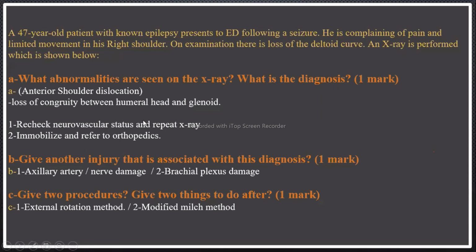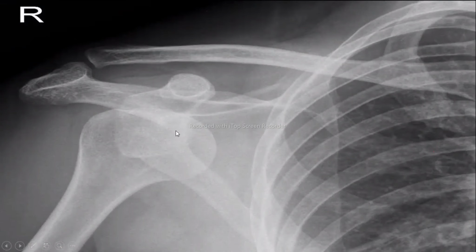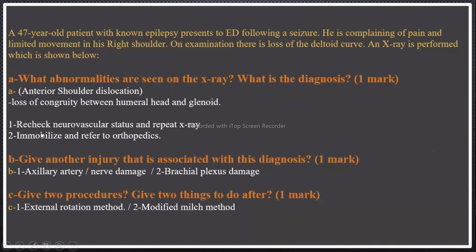Anterior. So here it's a loss of congruity between the humeral head and the glenoid. It's not matching. This head should be here. So congruity here is lost. Also in any joint examination, you will do neurovascular assessment how many times? Two times, before and after reduction. So regarding fracture or dislocation, you have to do neurovascular assessment before and after. And what about X-ray? Also before and after.